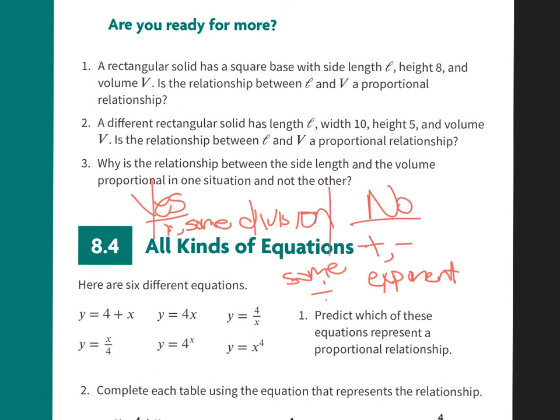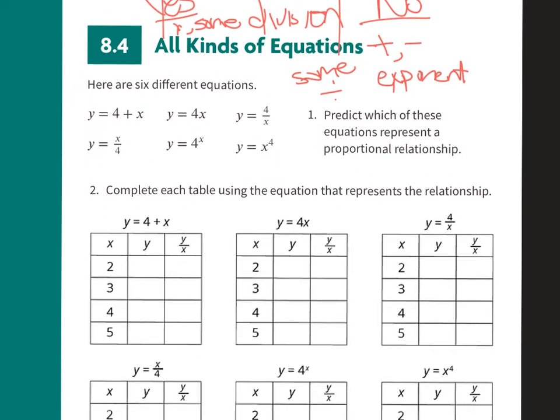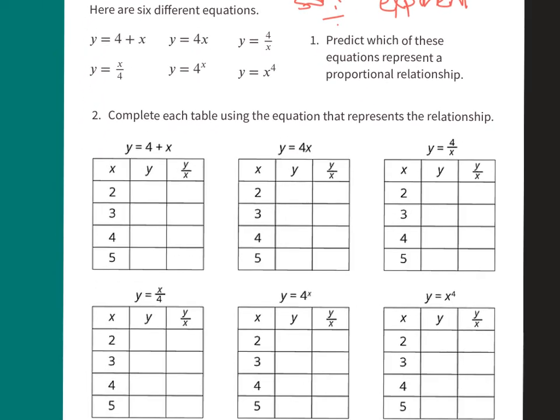Okay? So 8.4 is on page 67. It wants us to go through and fill out the table. We're just going to look at the equations. So right here, 4 plus x, well there's that plus, so this is an automatic no. 4x means 4 times x, it's multiplication, so it's an automatic yes.